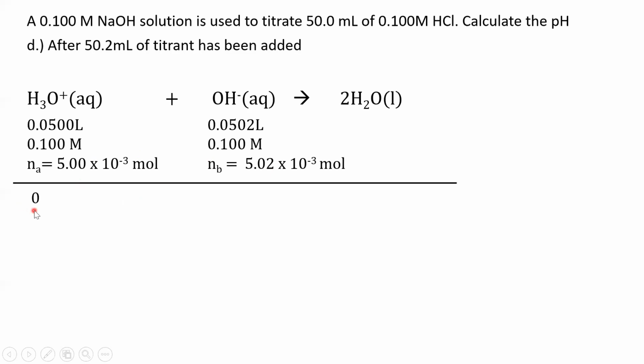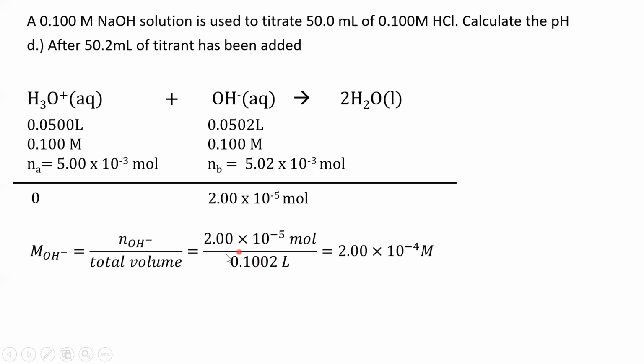We're not going to have any of it left over. It's the limiting reactant. We're going to have a little bit of hydroxide left. If we want to calculate the pH of the solution, we're going to figure out the molarity of the hydroxide ion that's left in the solution. From that, we can figure out the pOH, and then we can figure out the pH.